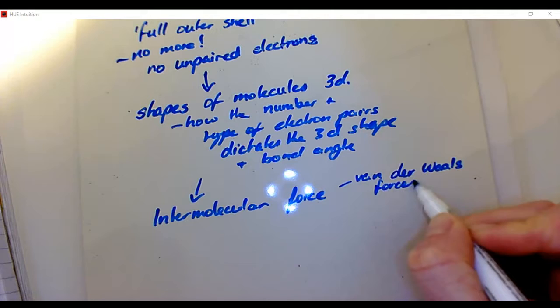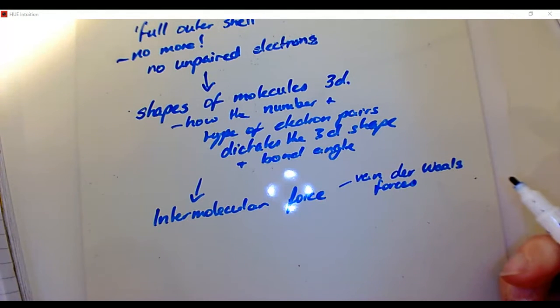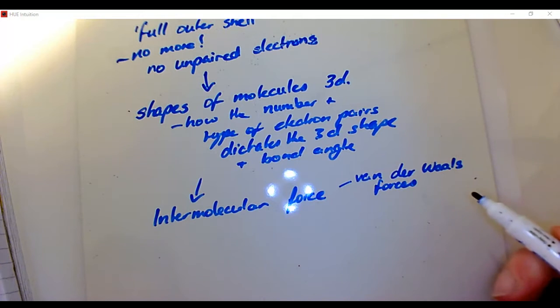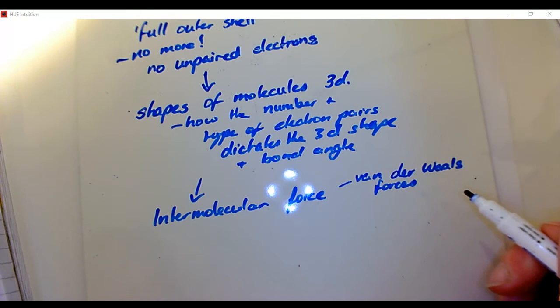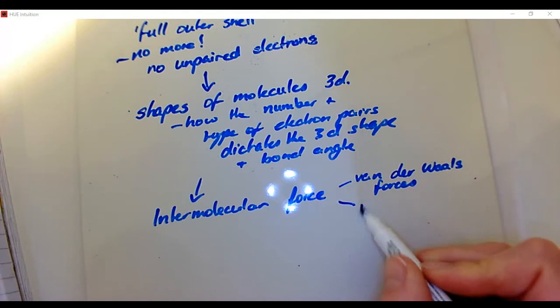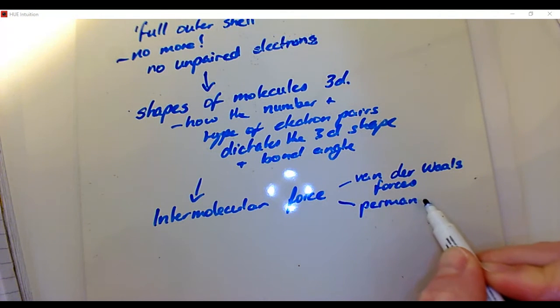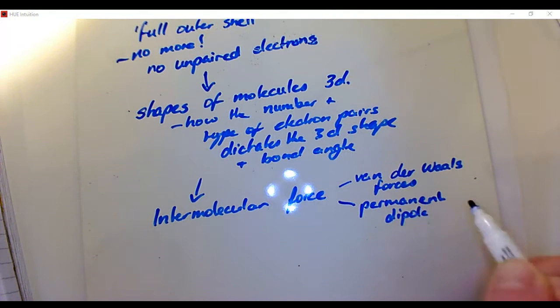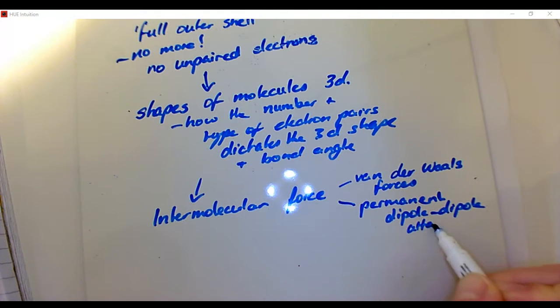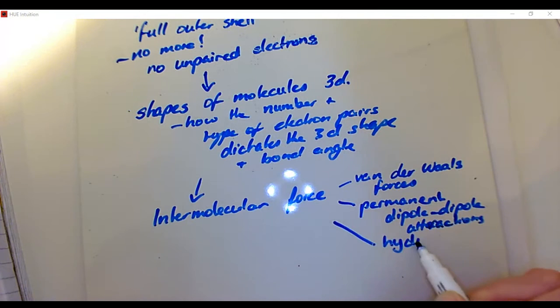Anybody who looked at the Seneca learning resources, they call them London forces in the English boards. In fairness to them, they are more correct. Van der Waals forces actually is not correct, but that's what we're going to use. So when they say London forces, you think Van der Waals forces. We have another type, which is called permanent dipole attractions. They do have to check that. Every time they change the spec, they change the name of these. And the last type we have are called hydrogen bonds.